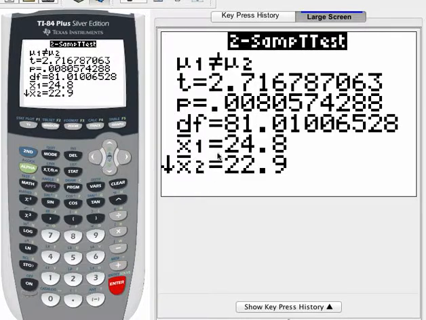The other thing to remember about a two-sample t-test or a two-sample t-interval, you also want to document not just the t-score and the p-value, but the degrees of freedom. It is not one less than the sample size. It's a relatively complicated formula to compute the degrees of freedom, but the calculator reports it automatically. So you should write down here that the degrees of freedom are 81.01, and you're done.